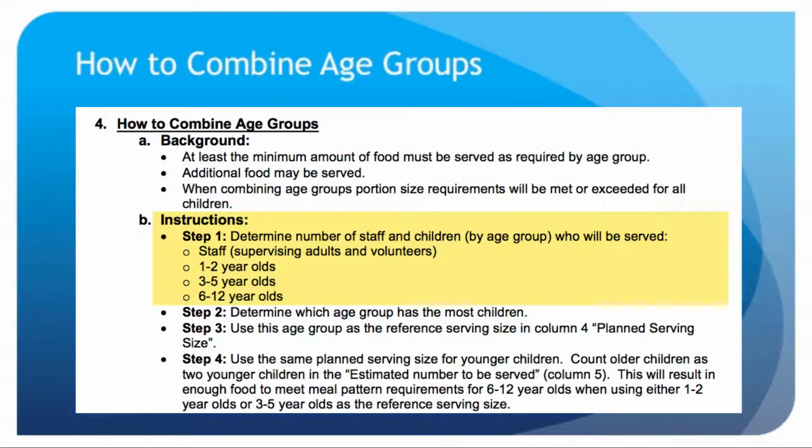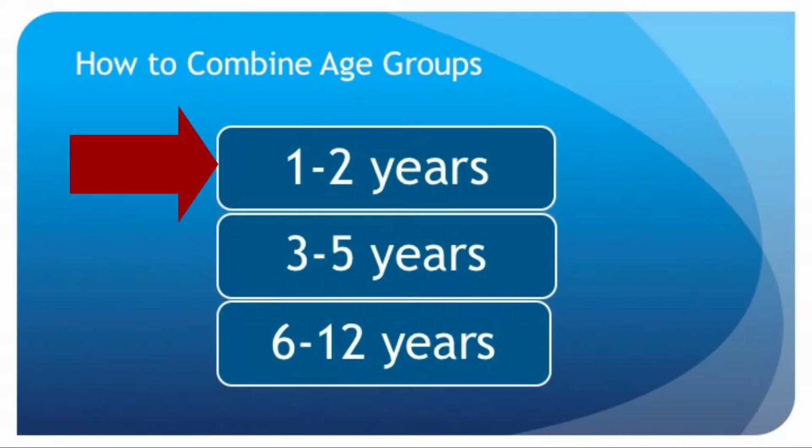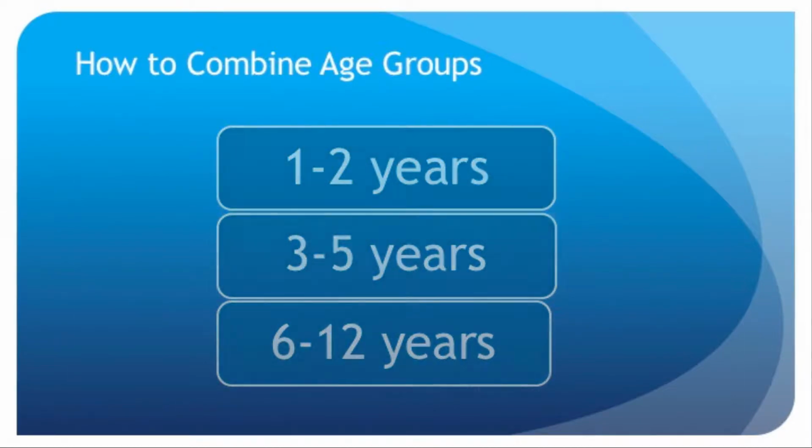The first step is to determine the number of children in each age group and the number of adults who eat meals at your center. The next step is to determine which age group has the most children. Use 1 to 2-year-olds, 3 to 5-year-olds, and 6 to 12-year-olds as the three age groups.